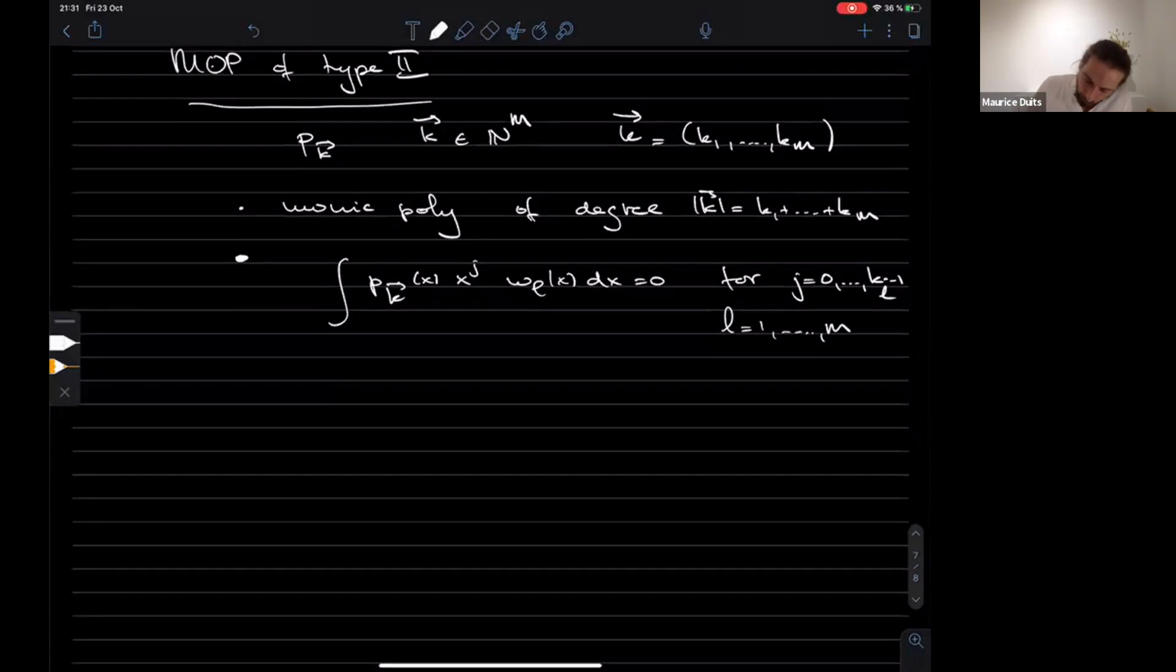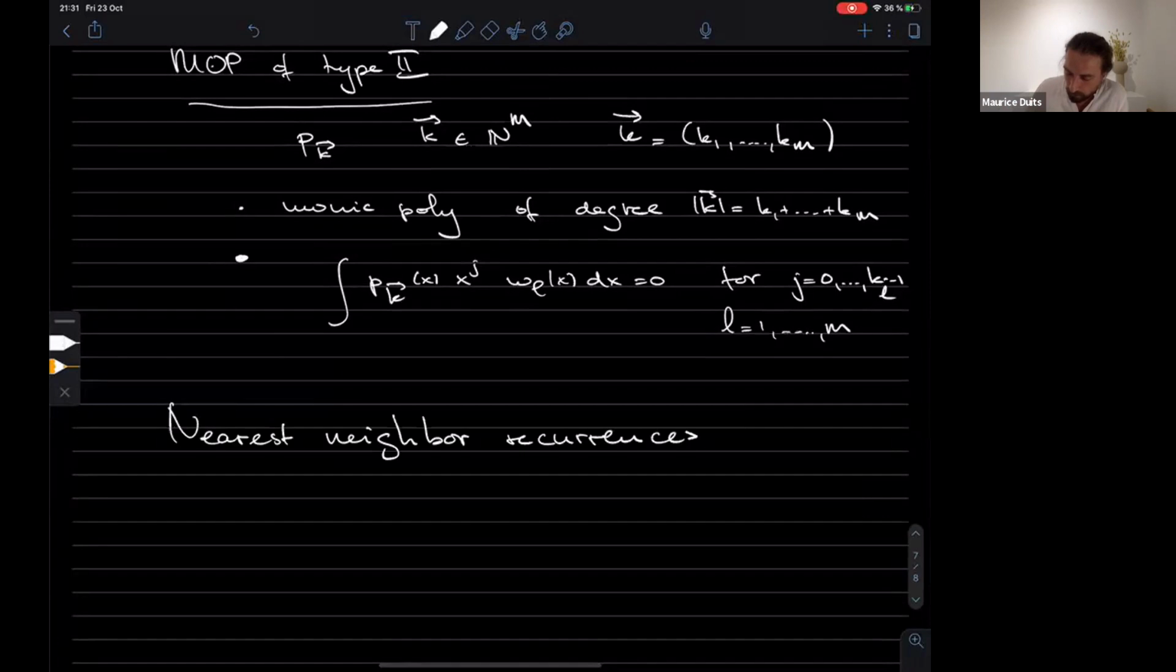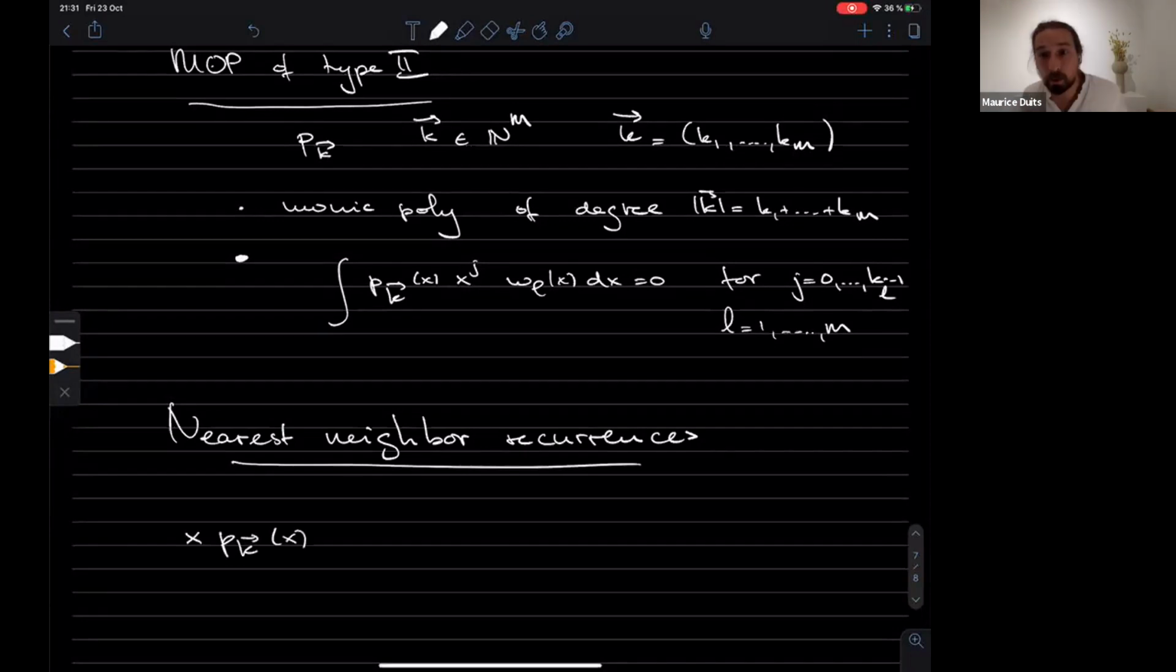One of the things that is important for us is that they also have recurrences. There are recurrences for these polynomials. But these recurrences are a little bit less nice, or well, maybe they are nice, but they are a little bit ambiguous, actually, I should say. So what you can do is multiply x p_k(x). Well, p_k(x) is a monic polynomial of degree |k|, right? So you get a new polynomial of the higher degree. The degree is 1 higher.